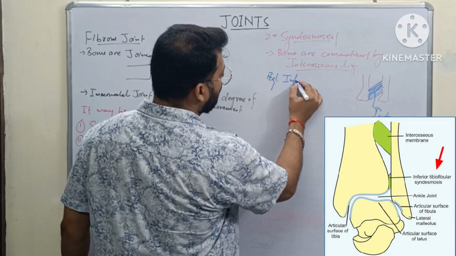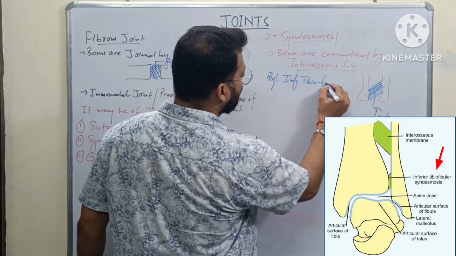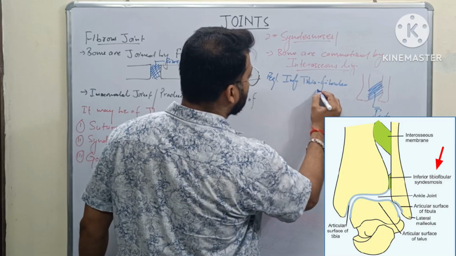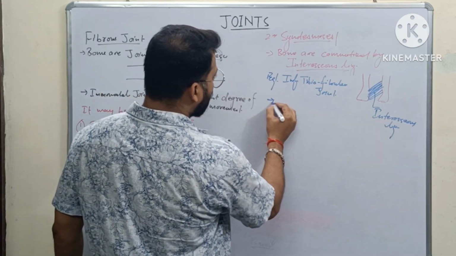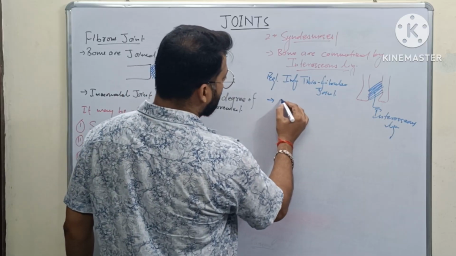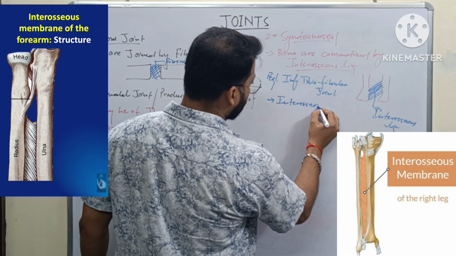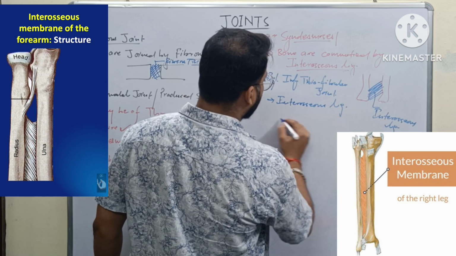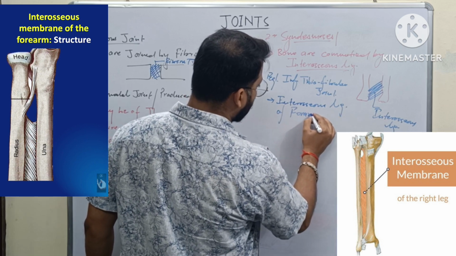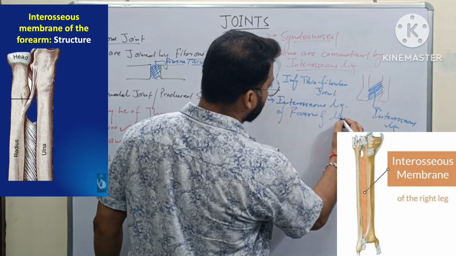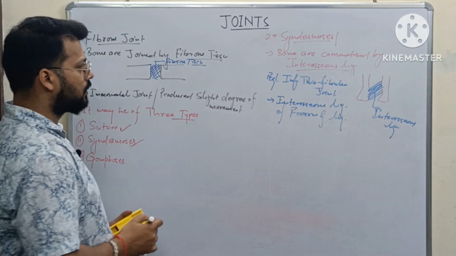And the example of the syndesmosis is inferior tibio-fibular joint. Another example of syndesmosis is interosseous ligament of forearm and leg. Okay, this is the example of syndesmosis.